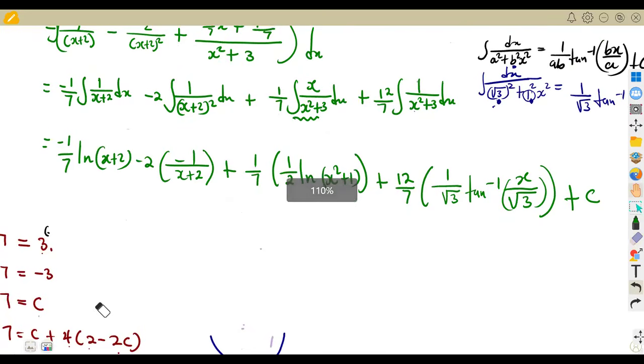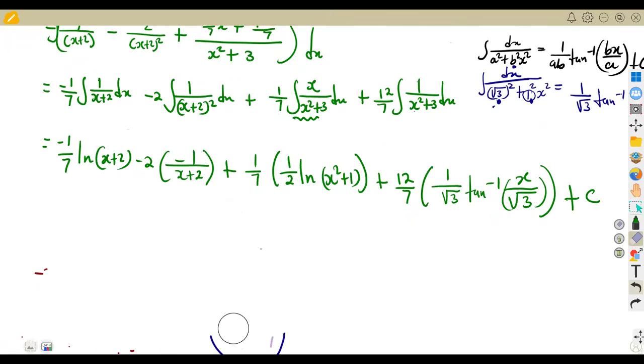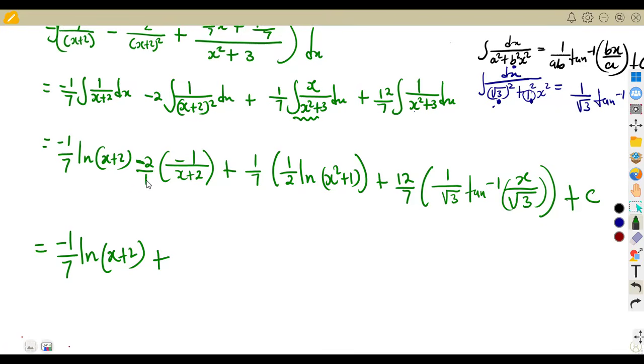So let us conclude here with our simplification. Therefore we're going to have this. There's nothing that we're going to do here. Negative 1 over 7, the ln of x plus 2. Then minus, and the minus here on negative 2 is going to be a positive. Numerator times numerator, this is same as 1, so it's negative 2 times 1, which is positive 2 over x plus 2. We multiply here the same thing: 1 over 7 times 1 over 2, that's 1 over 14.